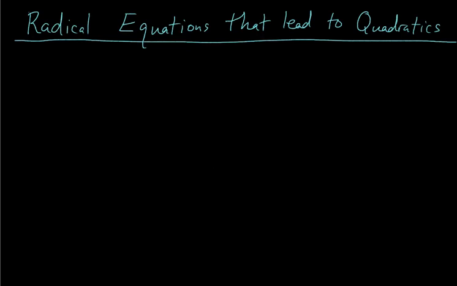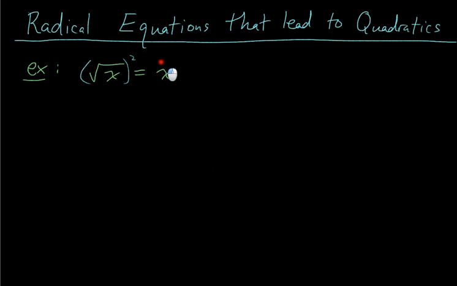In this video, we're going to do some radical equations that, when you square both sides, give you quadratics. So let's start with about the easiest thing you could possibly imagine, just to get our feet wet. Let's say the square root of x equals x. Well, we've already got a square root by itself, so that was the first step.